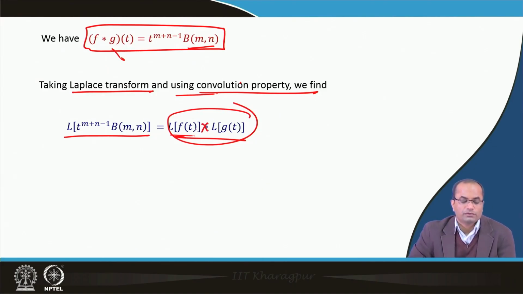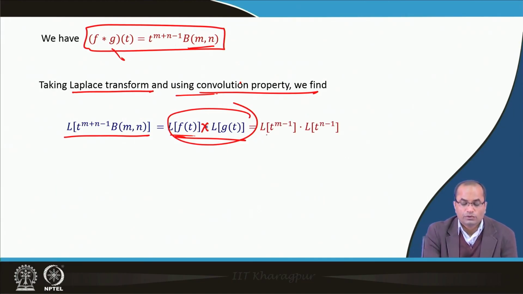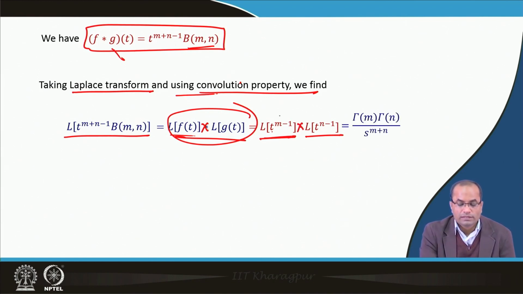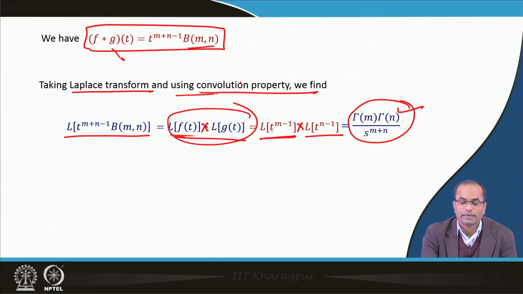of the Laplace of f and g. So, having this product, we have the Laplace of t^(m-1) and the Laplace of t^(n-1), and we have the product there. The Laplace of t^(m-1) we know already: it is gamma m over s^m, and for t^(n-1) also we know it is gamma n over s^n. That means we have here gamma m gamma n over s^(m+n).